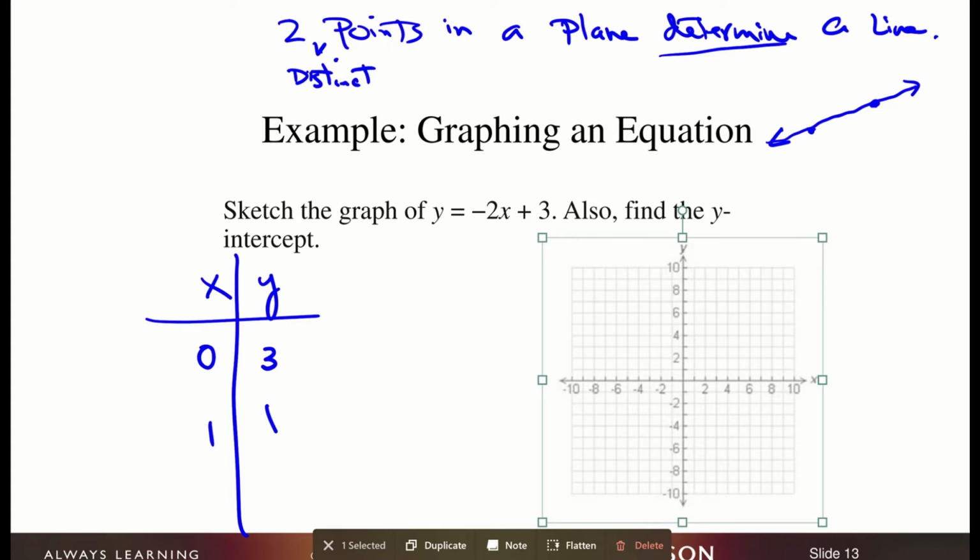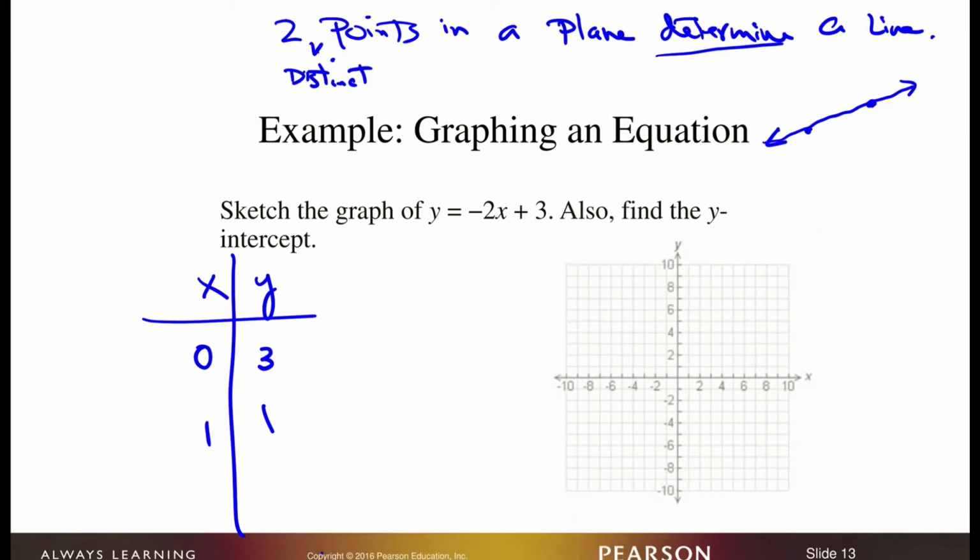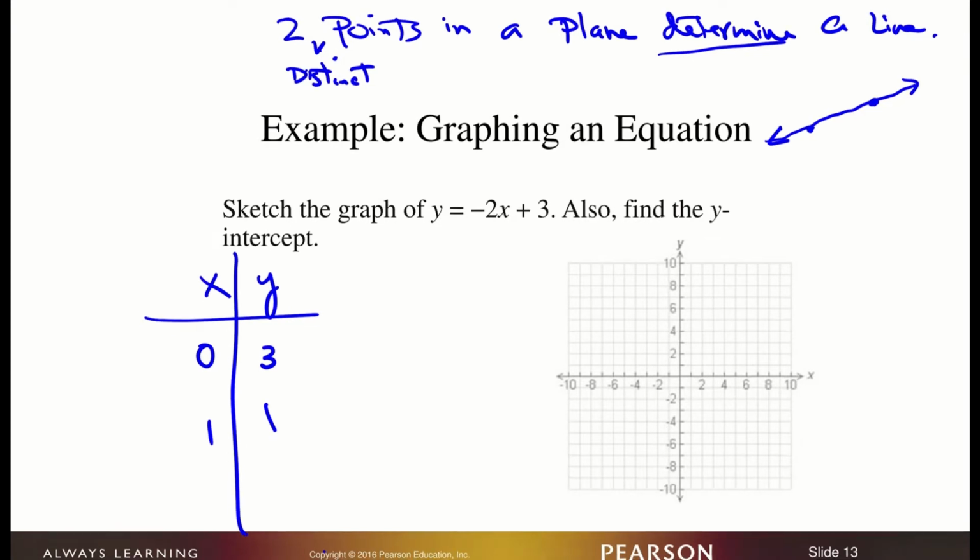All right, so we'll utilize this grid. So we're going to have 0, 3. So we know that's right there. And 1, 1. Okay, so of course we'll draw the straight line that will go through those 2 points. I'll try to make this work as well as I can.